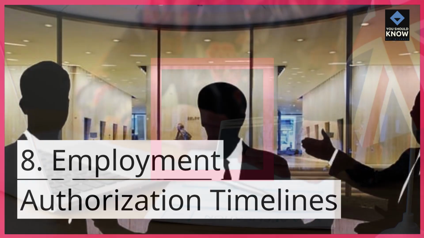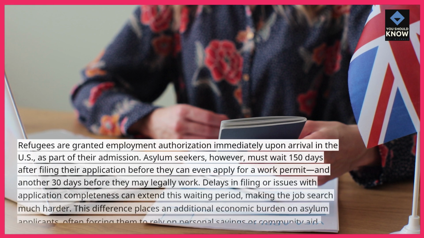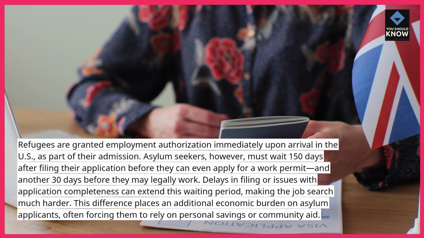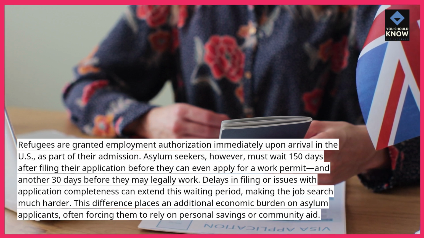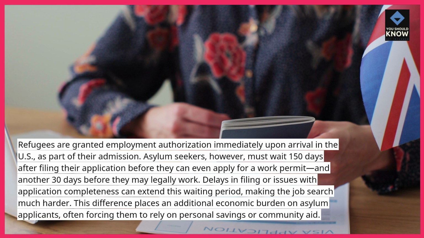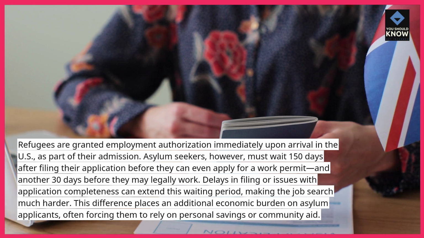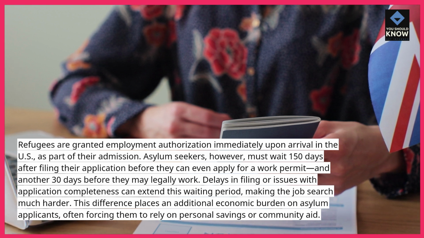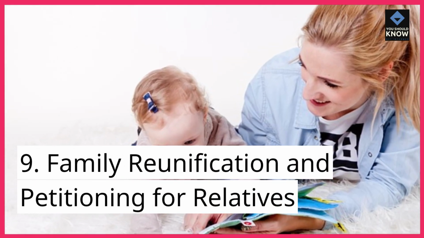8. Employment authorization timelines. Refugees are granted employment authorization immediately upon arrival in the U.S., as part of their admission. Asylum seekers, however, must wait 150 days after filing their application before they can even apply for a work permit, and another 30 days before they may legally work. Delays in filing or issues with application completeness can extend this waiting period, making the job search much harder. This difference places an additional economic burden on asylum applicants, often forcing them to rely on personal savings or community aid.